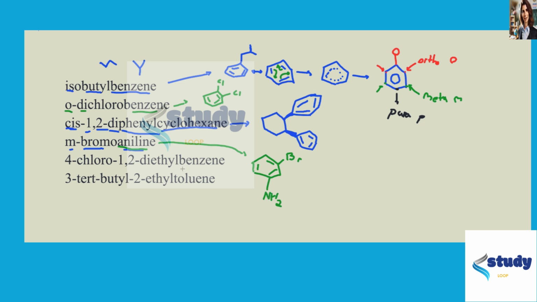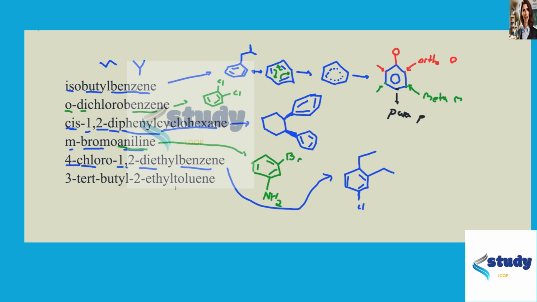Now what about 4-chloro-1,2-diethylbenzene? The parent chain is benzene. On carbon 1 and 2, we have 2 ethyls, and on carbon 4, we have a chloro. So let's draw that. We have a benzene ring. Arbitrarily, I'll choose this is carbon 1. So we have 1 ethyl, 2 ethyl, and then carbon 3 and carbon 4, we have a chlorine group. So 1,2-diethyl, 4-chloro.